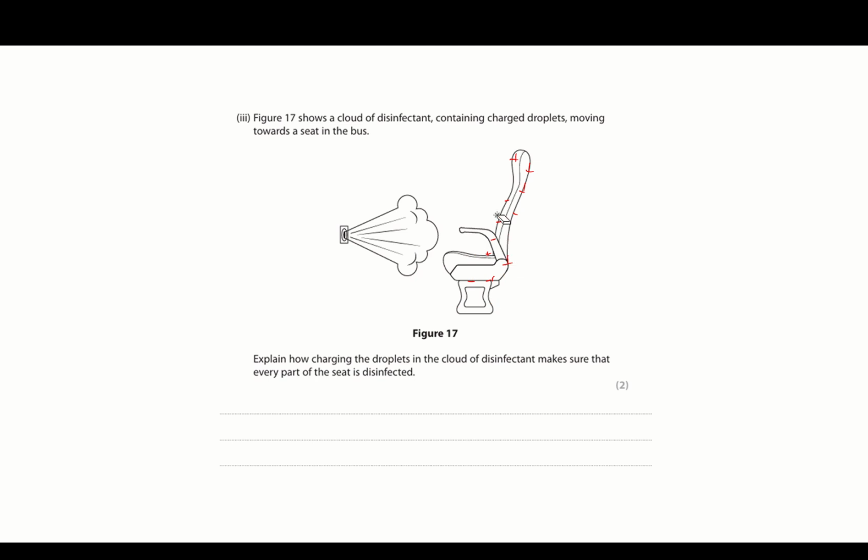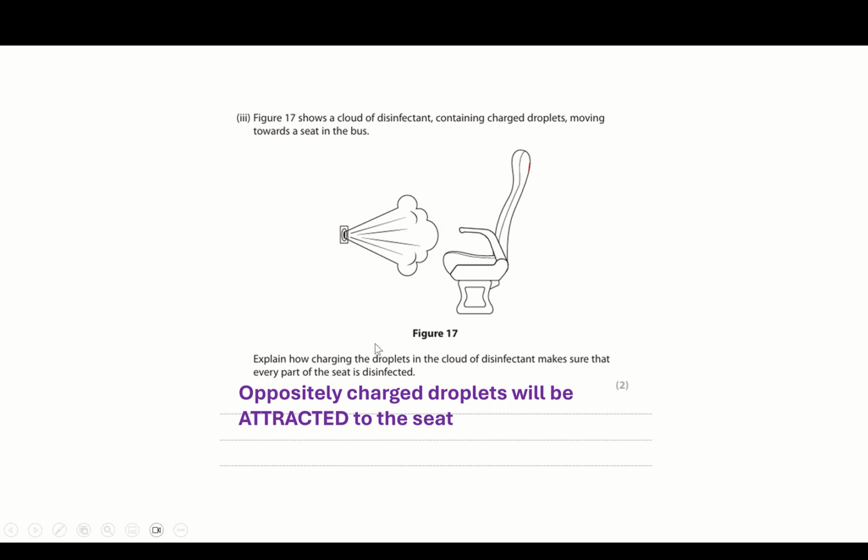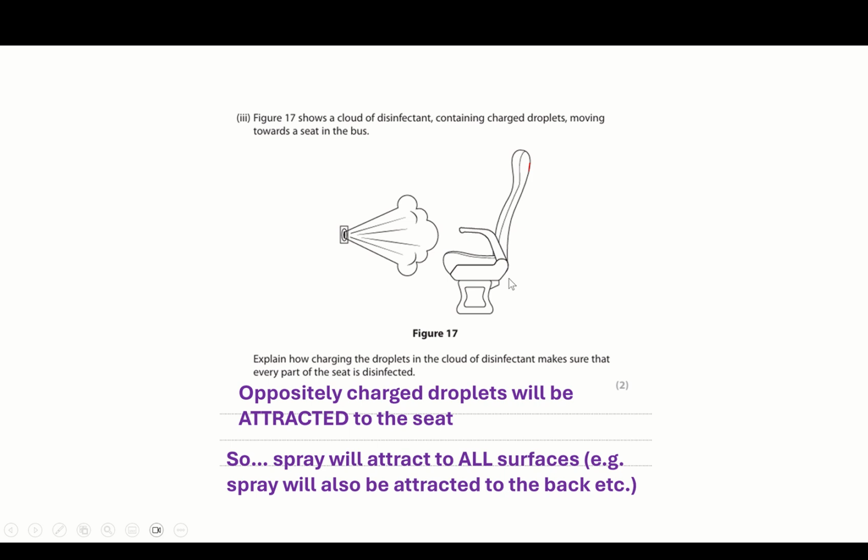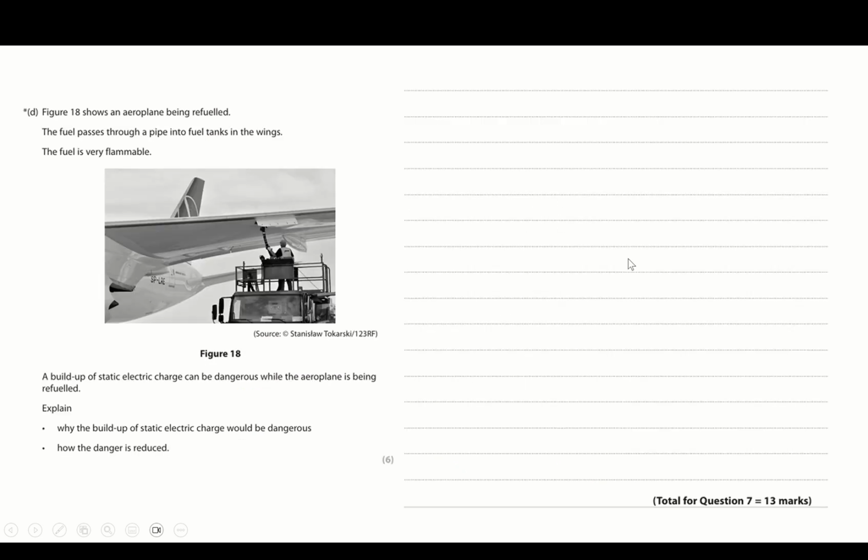Charged droplets sounds pretty good to me. So here we go. Oppositely charged droplets will be attracted to the seat, so you can see that key word. We're going to have no dribbling down here. Most of this disinfectant, pretty much all of it, will go onto that seat. But the other part is it'll also attract to all the surfaces, so we'll actually get spray going in all directions and attracted to the back. Now the mark was just for saying anything around, and it'll go around the back, not just the front.